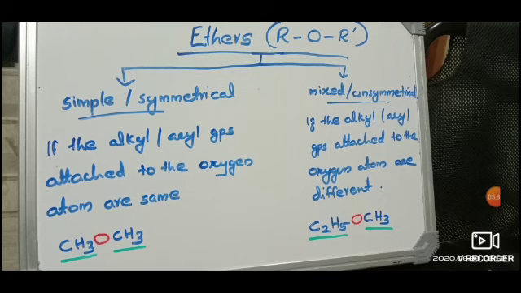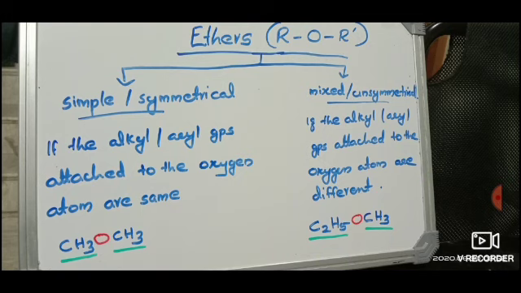Thus, the general formula of ether is ROR'. That is, the hydrogen atom of a hydrocarbon is replaced by OR' group. RH, one of the hydrogen atoms of a hydrocarbon is replaced by OR' group, and it is coming under ethers. Ethers are mainly two types: simple or symmetrical ether or mixed or unsymmetrical ether.